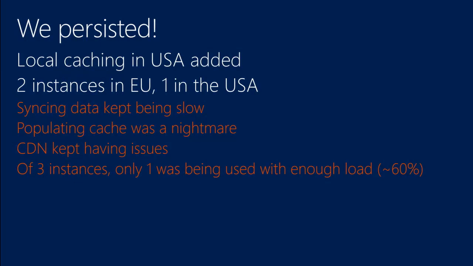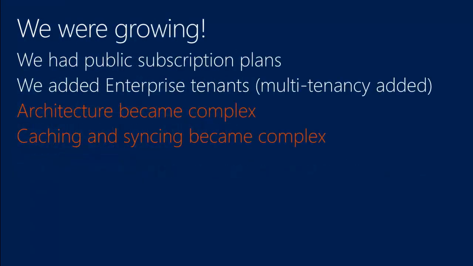Also, the CDN kept having issues. Actually, at one moment, we decided to just ditch the CDN and have users access blob storage directly, even though blob storage would then also be in Europe, and the data would not be that close to our users. We also saw that if you looked at the CPU usage on those 3 instances, there was only like 60% usage of CPU across all machines, which meant like 20% on each instance. So we're like, okay, we're paying for 3 instances, but only using 20% of the CPU that's sitting there. So not that ideal, to be honest.